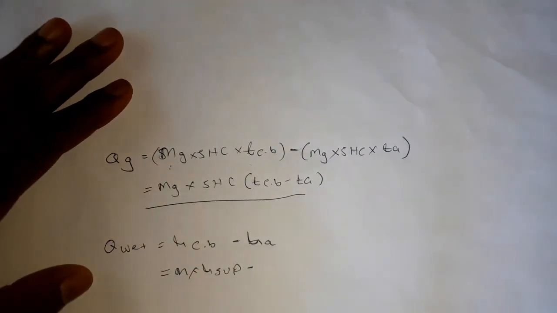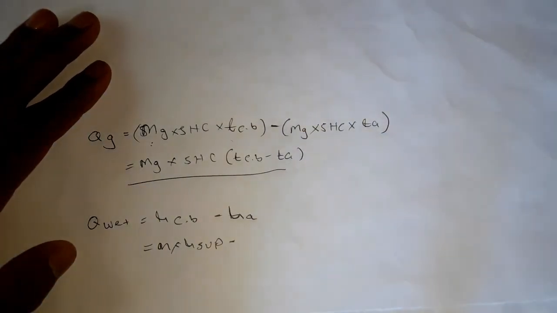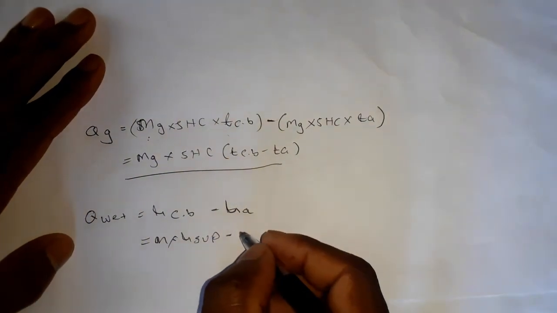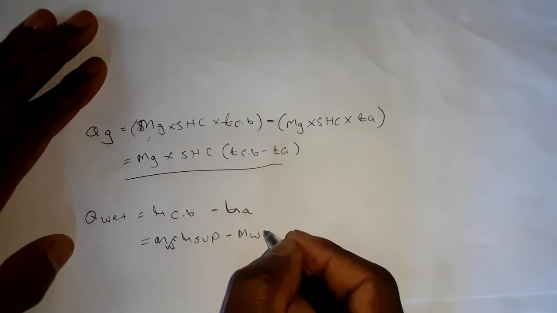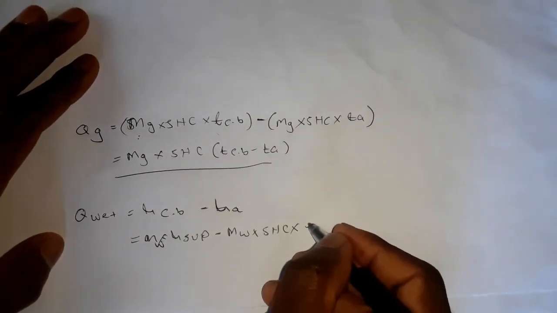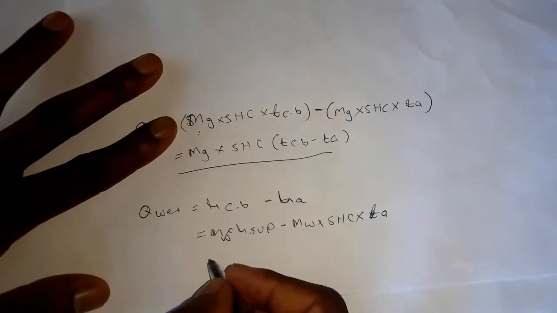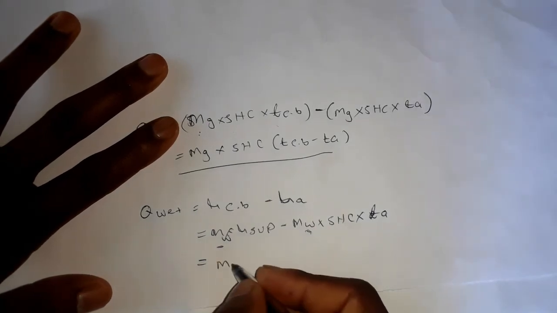In this example, we are going to use it as superheated steam, and the heat energy of the water after it has been released to the atmosphere, we are going to calculate using m of water times specific heat capacity of water times the temperature, or the atmospheric temperature. And then this and this are the same.